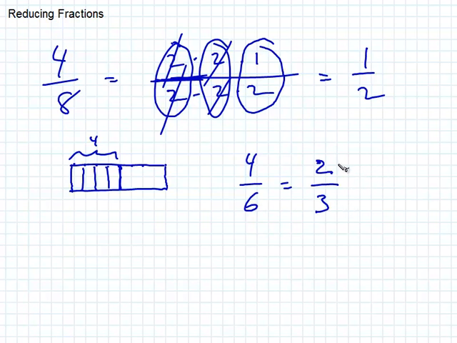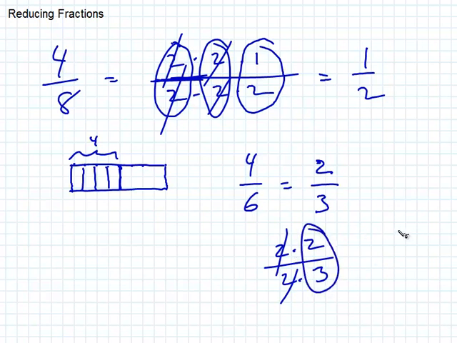If I wanted to, I could write it out. I could have said 4 is 2 times 2, 6 is 2 times 3, and one of the pairs of 2's cancel, leaving 2/3. So you can do it spreading everything out and then crossing stuff out, or some of these are easy enough you can just do in your head.